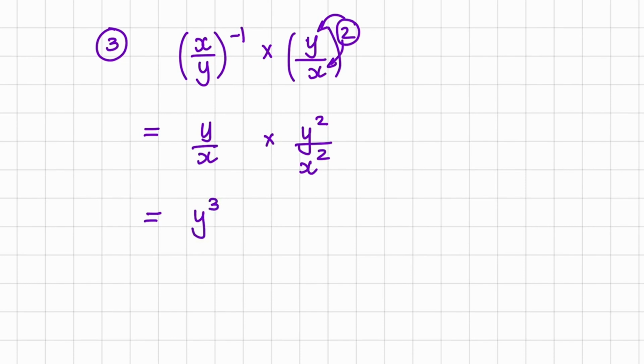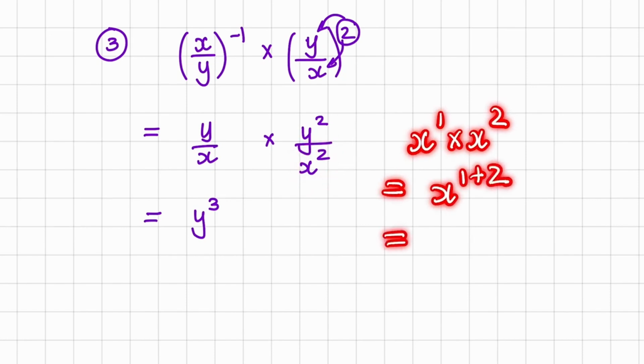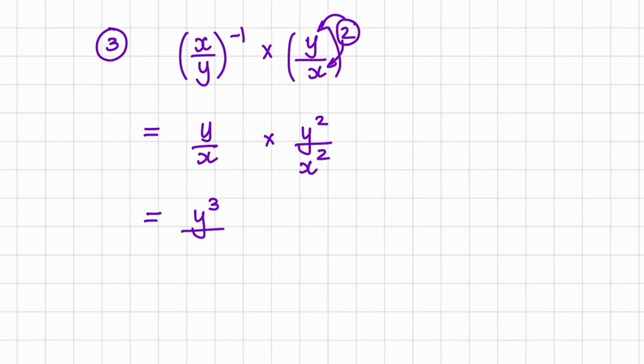Next, in the denominator, I can multiply x to the power of 1 with x squared, which is x times x squared. And because the bases are the same, we can add the exponents together, and that also becomes x cubed. So we have y cubed over x cubed as our final answer.